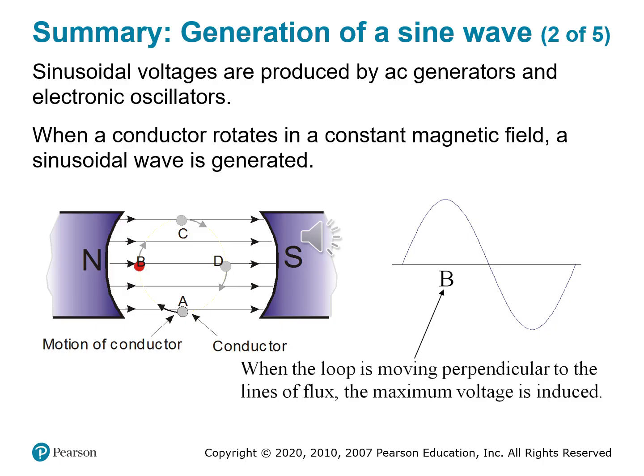At this point, the conductor is moving perpendicular to the magnetic flux lines. And that's the key. Maximum voltage is induced when motion is perpendicular to the field. Why? Because now the conductor is cutting through the magnetic field lines at full speed and full angle, generating the most change in flux per second. On the sine wave to the right, point B corresponds to the positive peak, the highest point in the cycle. This is where electromagnetic induction is at its strongest.